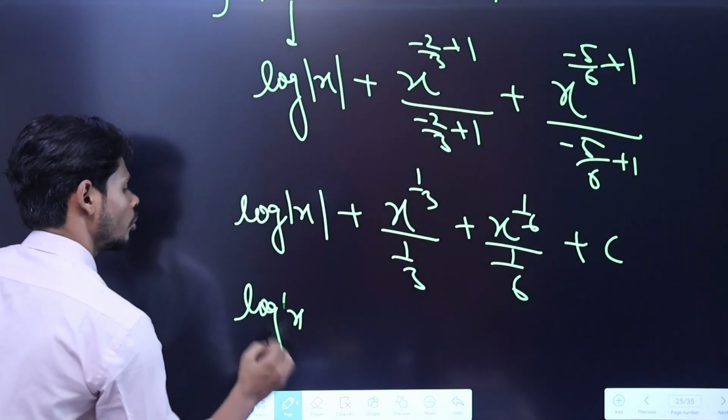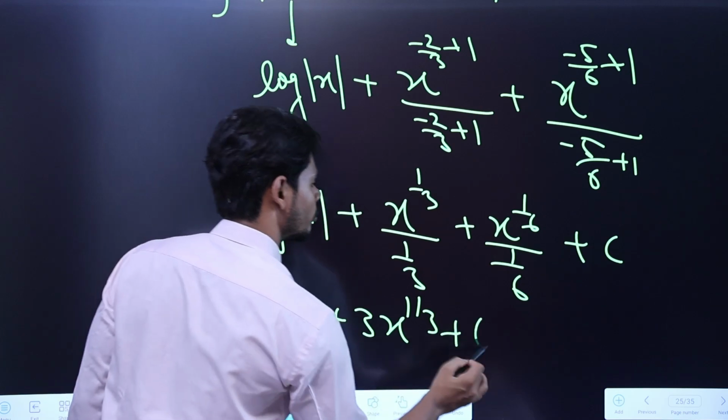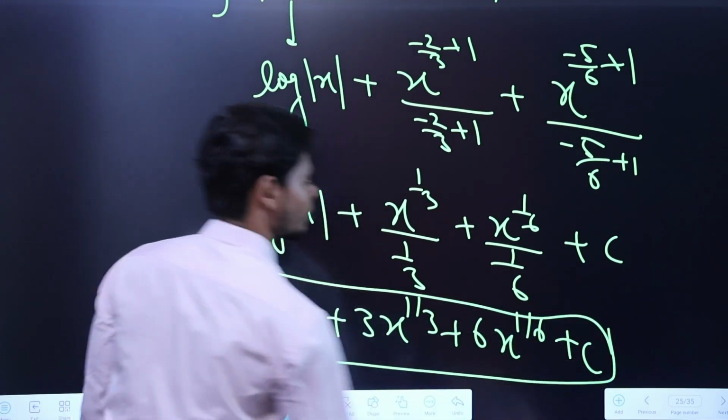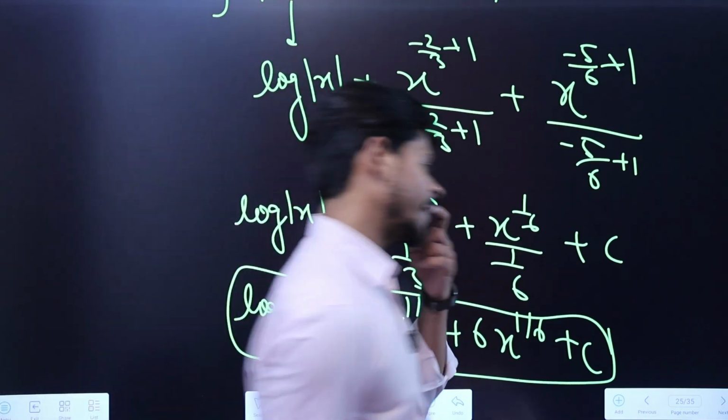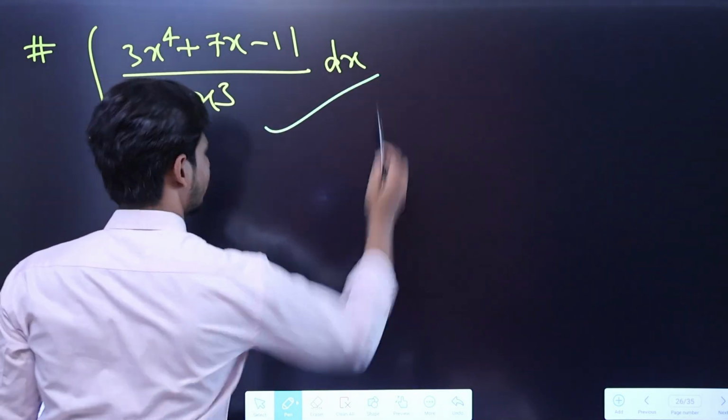So it will be log mod of x plus it will get the reciprocal, so it will look like this. So this is your final look of your answer for this question, right? Next, same type of question. This one is very easy.